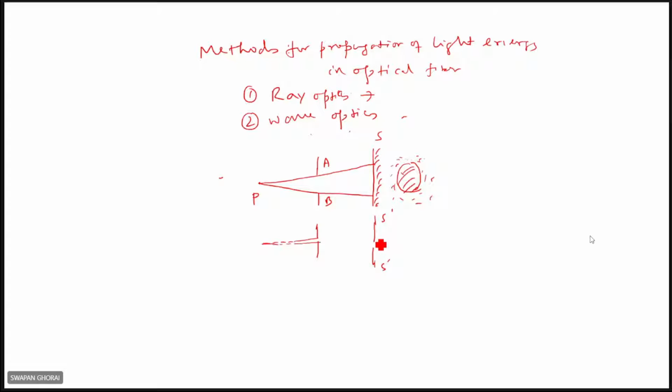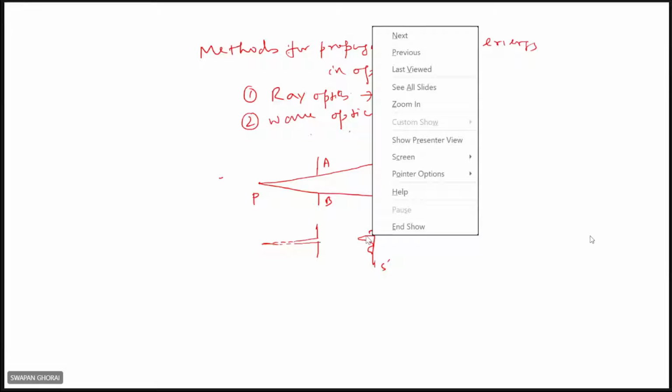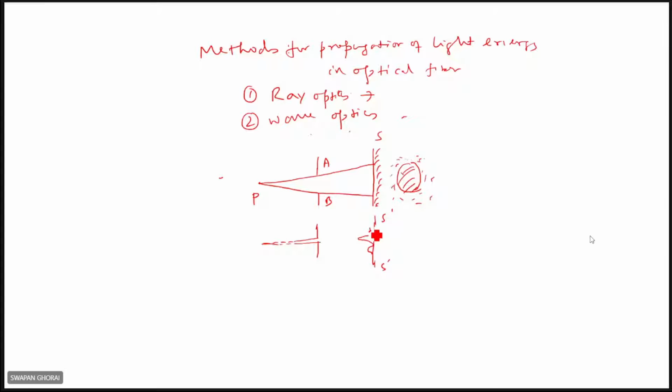Dark regions in between them. That means you'll get not a circular patch, you'll get some patch, but at the same time you'll get some pattern also, isn't it? Here you'll see a circular patch of light with a well-defined boundary, light and dark, you will get a sharp boundary.